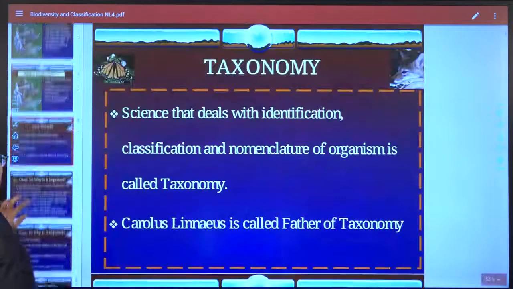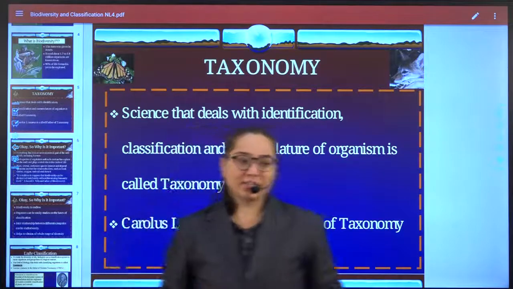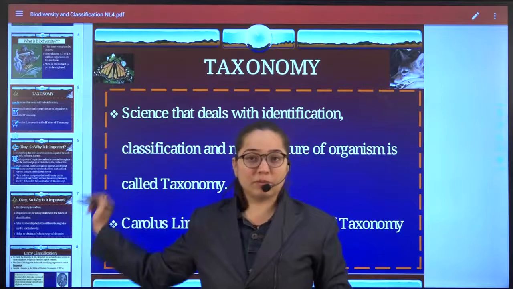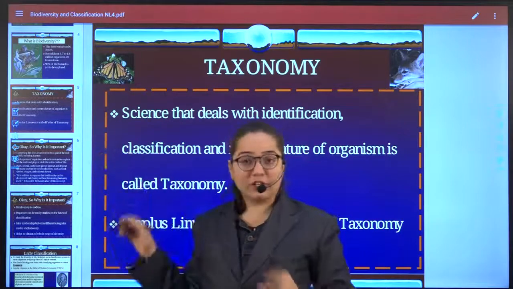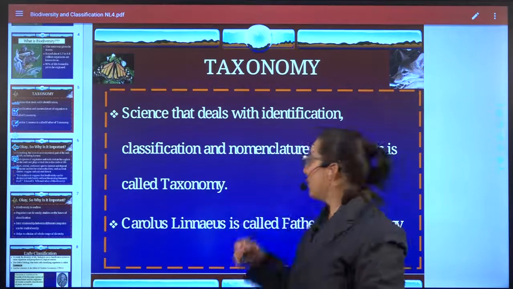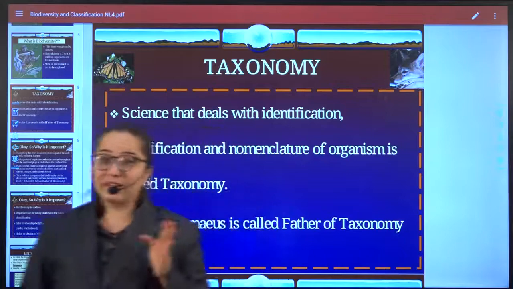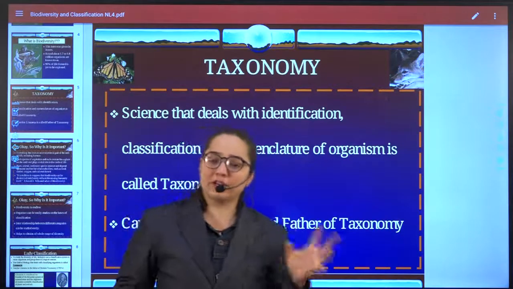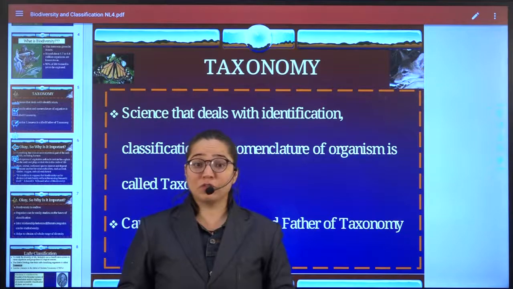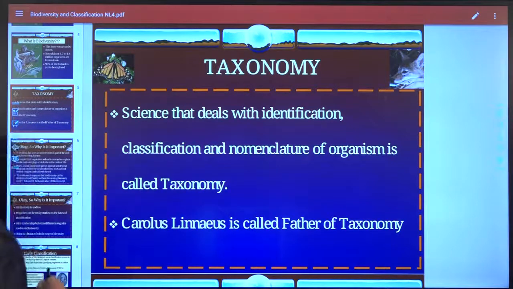Now next, taxonomy. What is taxonomy? Taxonomy is the science that deals with identifying a particular species, classifying it in a particular group, and then naming it, that is, the nomenclature of the organism. So the science which deals with identification, classification and nomenclature of organisms is called taxonomy. And who is called the Bapuji of taxonomy? It's Carolus Linnaeus.